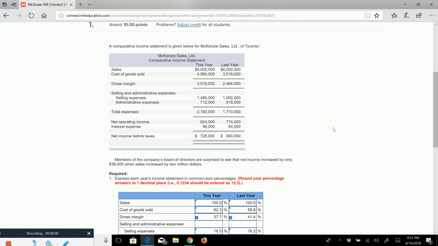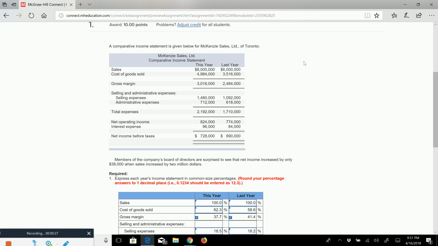In Chapter 15 we actually learned all about different financial statement analyses. And there are various analyses and ratios. Another thing we're going to see in this chapter are different ratios that accountants like to use when they're analyzing the results of their operations.